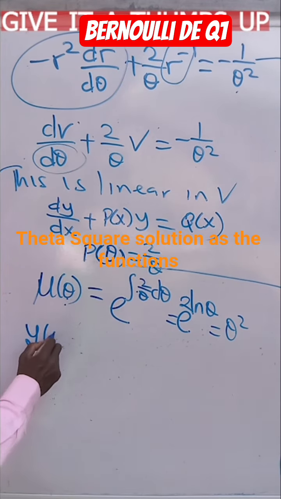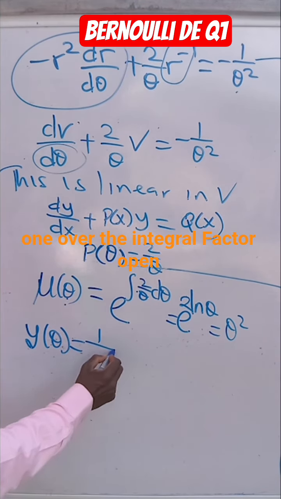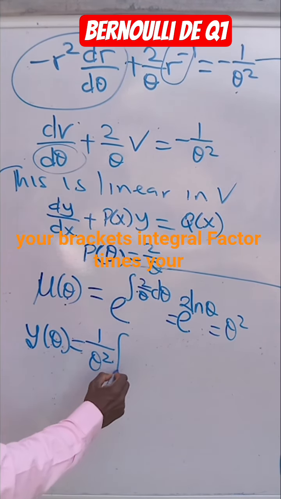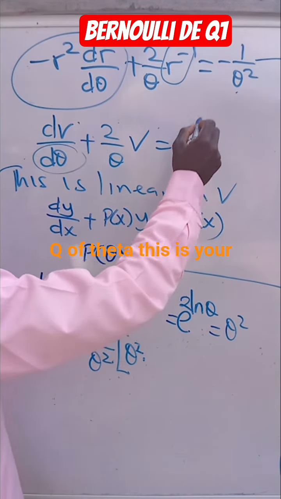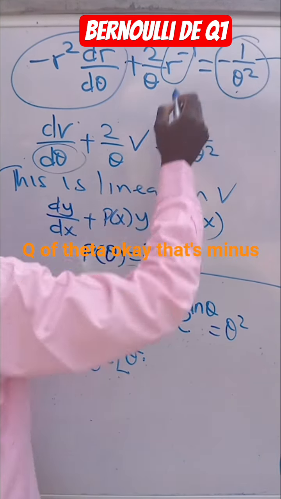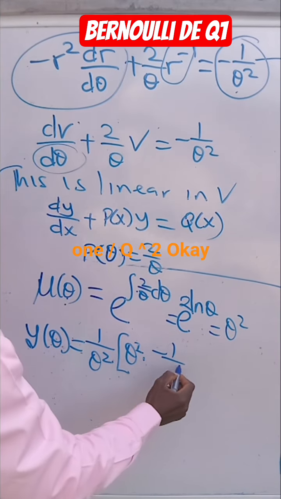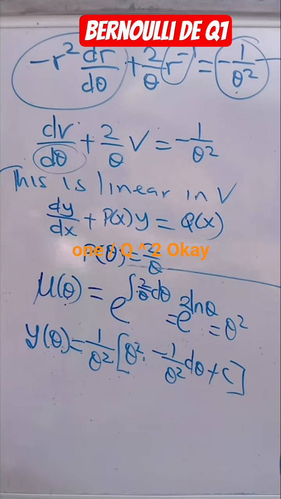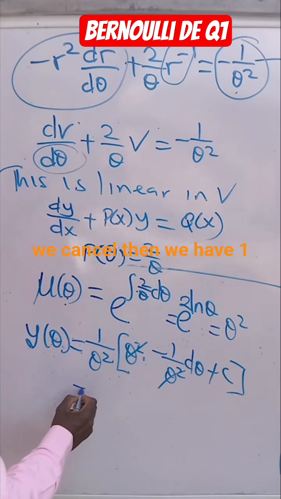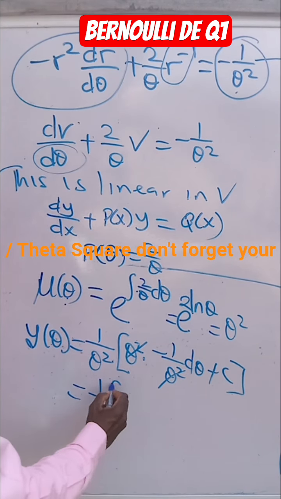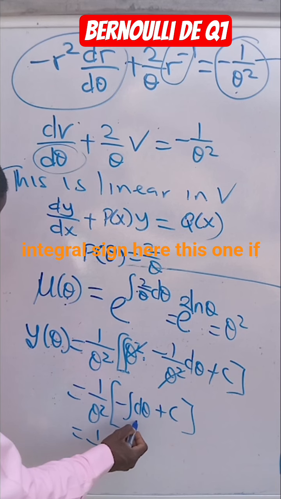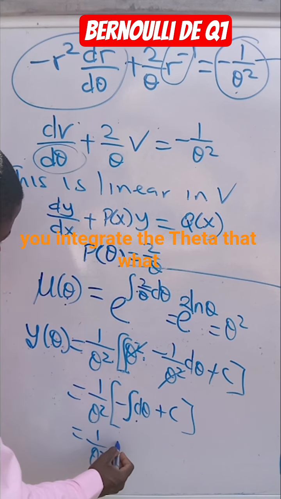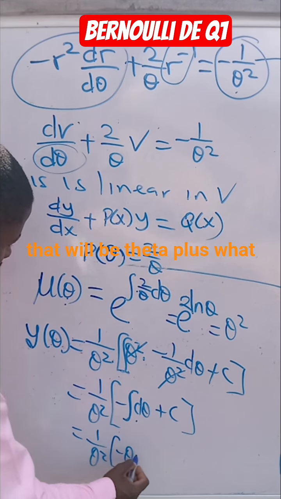The solution as a function of theta is going to be 1 over the integrating factor. Open your brackets, integrating factor times your q of theta. This is your q of theta, that's minus 1 over theta squared. Okay, so this one and this one cancel. Then we have 1 over theta squared. Don't forget your integral sign here. This one, if you integrate with respect to theta, that will be theta plus c.